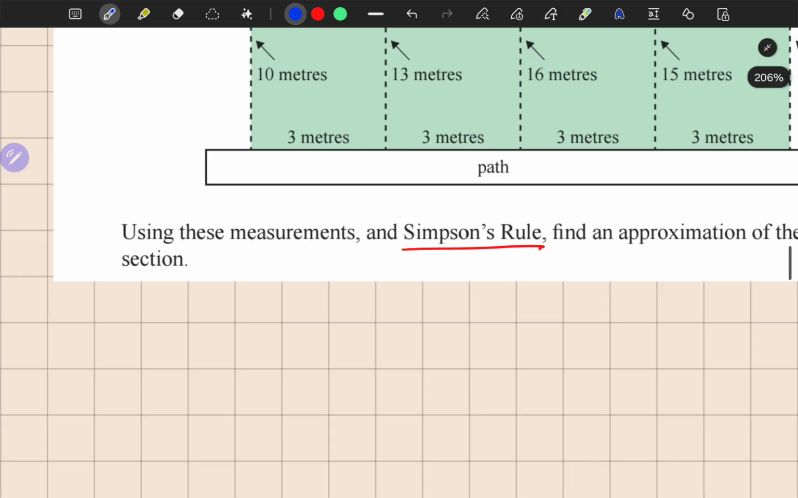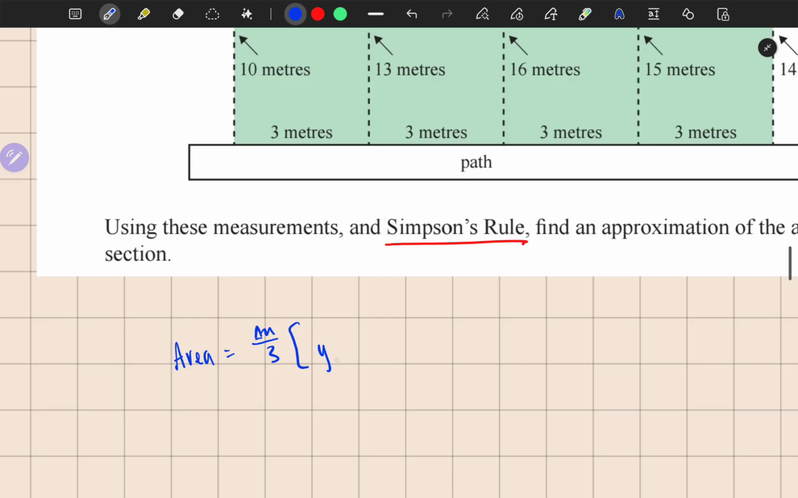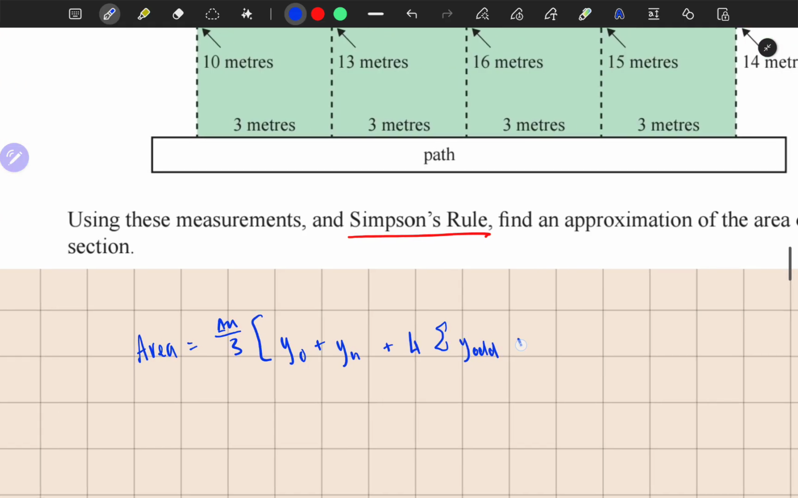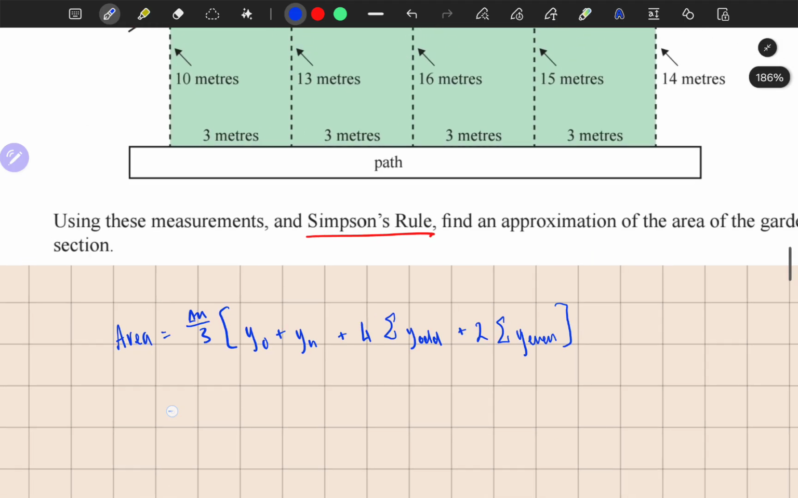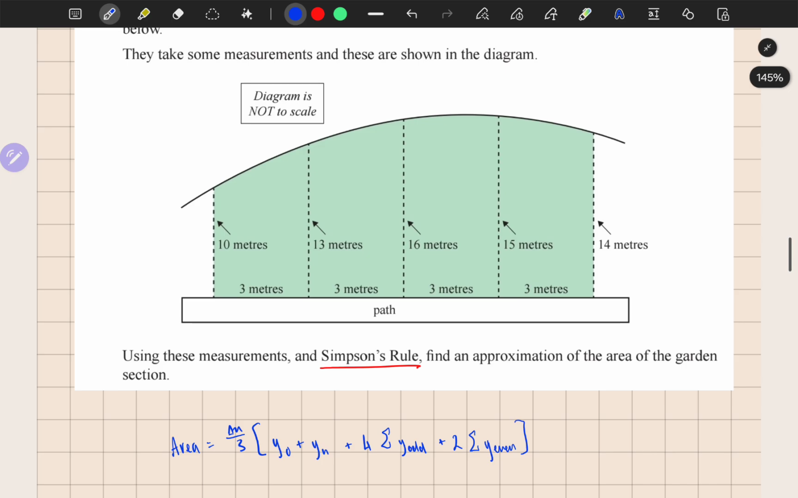So let's recite the Simpson's rule. That is going to be the average interval distance divided by 3 multiplied by the first y value plus the last y value plus 4 times the sum of the odd y values plus 2 times the sum of the even y values. So let's look at what this context is.